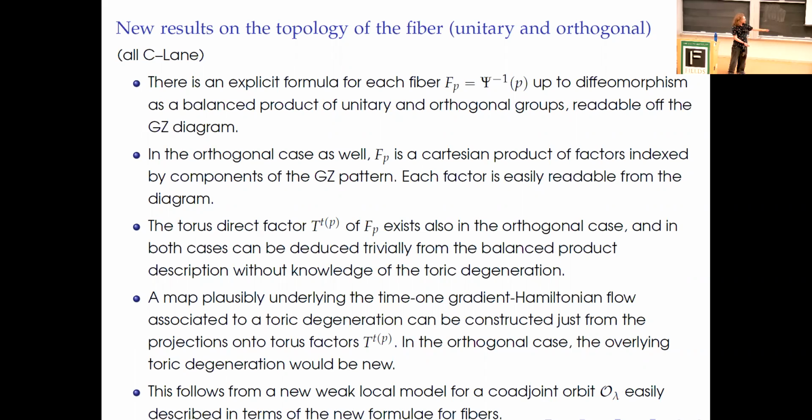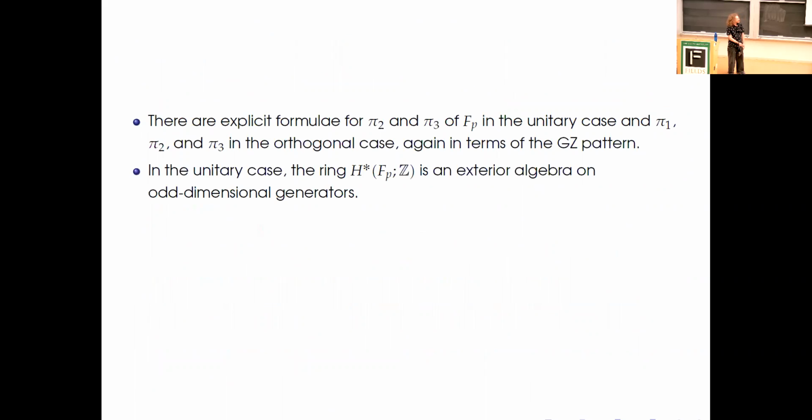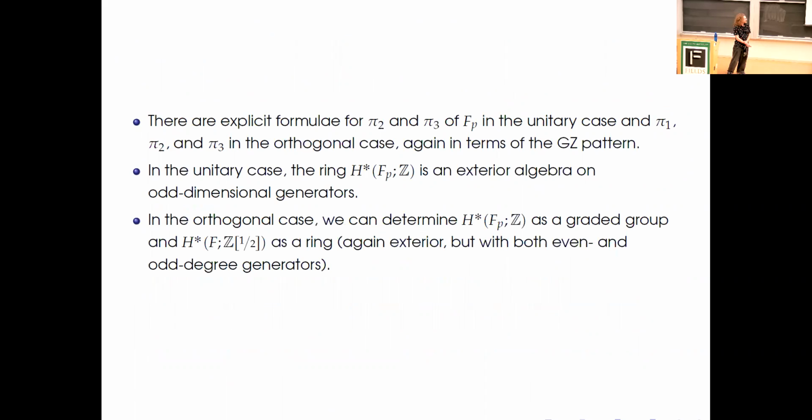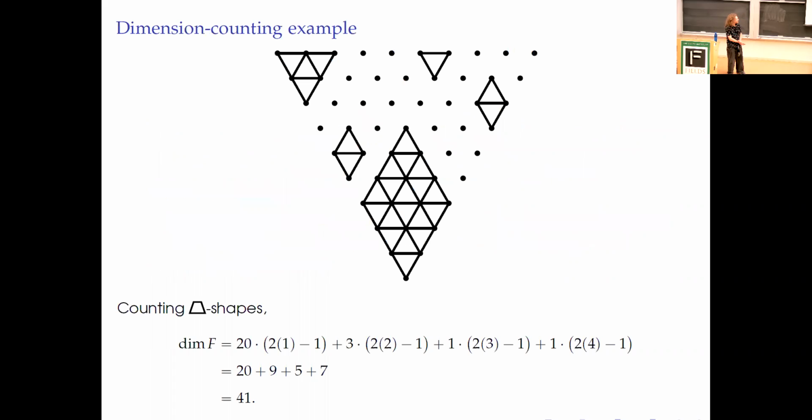So this proof follows from a weak local model for the coadjoint orbit, which is what Megumi and Mark were interested in, that again follows from the formulae for the fibers. A bit more, we have up through pi3 in all cases now, and cohomology rings. Unitary case, exterior algebra on odd dimensional generators. And if you invert 2, same in the orthogonal case, but with even dimensional generators. I can describe it as a graded group, it has only 2-torsion, but I don't know the integral cohomology ring in its entirety.